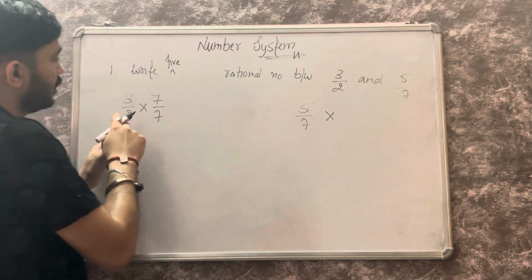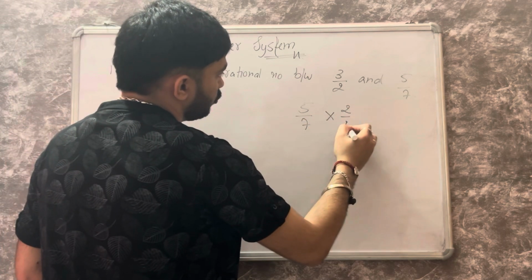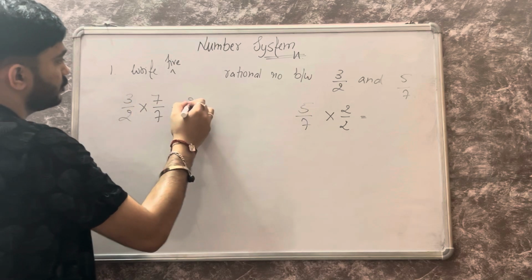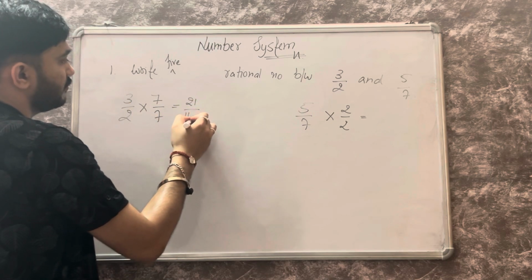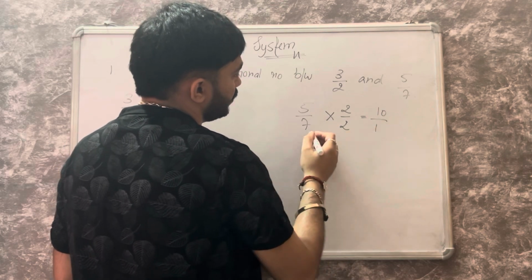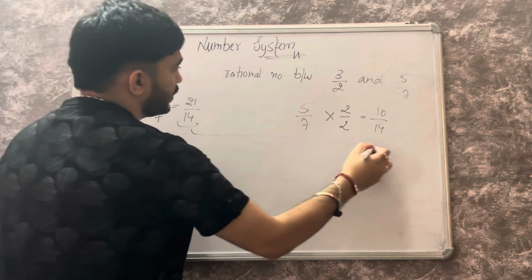And the denominator of this number is 2, so we are going to multiply this number by 2 upon 2. Multiplying, 3 into 7 is 21, divided by 2 into 7, that is 14. 5 into 2 is 10, and the denominator of this number will be 7 into 2, that is 14. Now the denominator of both the numbers is the same.